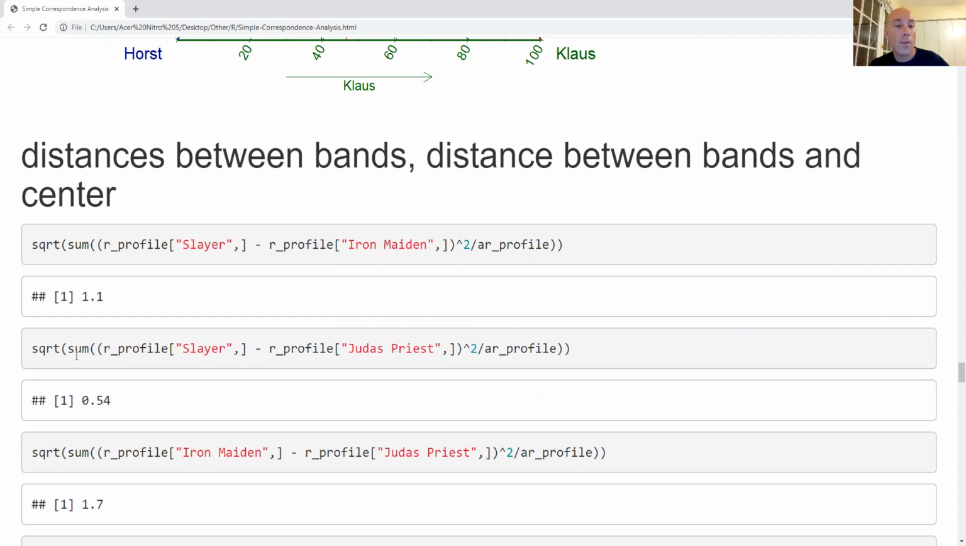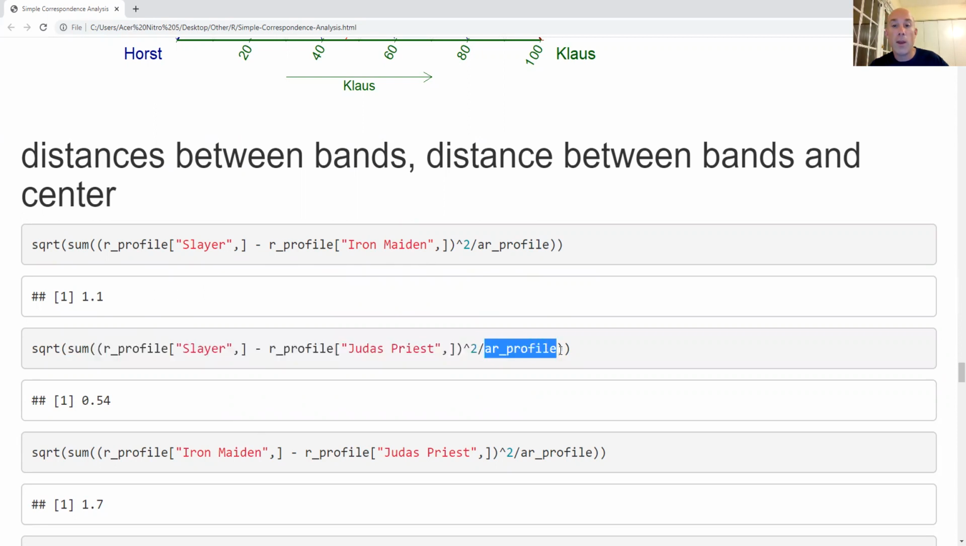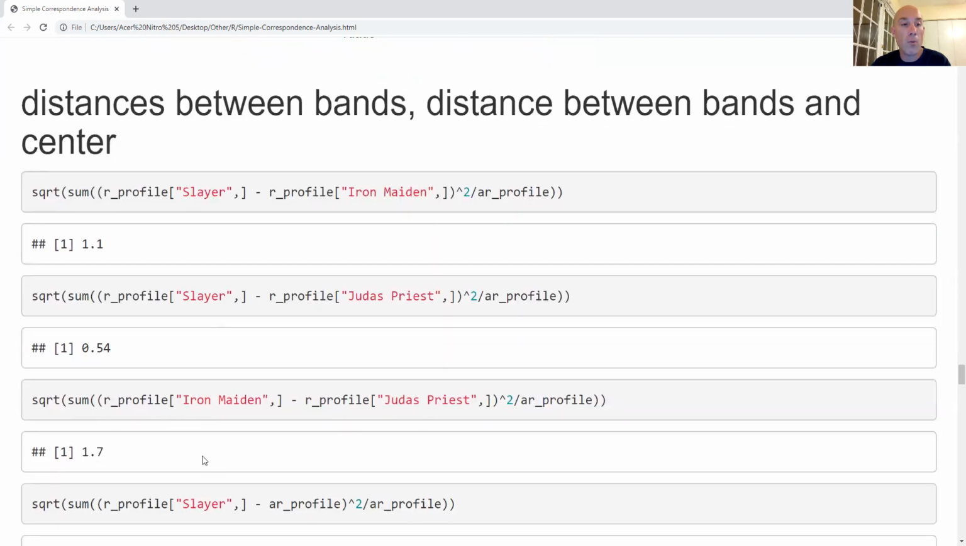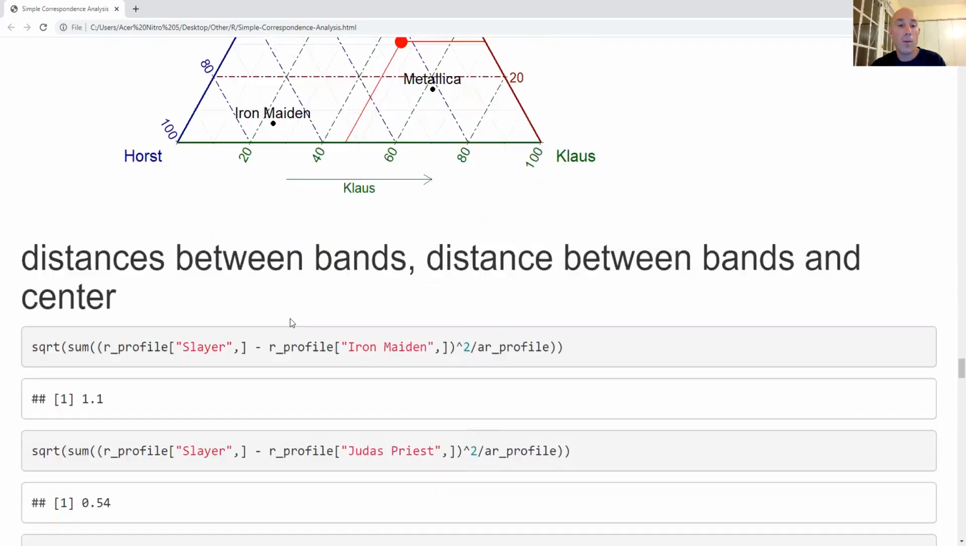All right, now here I'm doing the Euclidean distance between Slayer and Judas Priest, rescaling by the overall average. So to adjust for the expected value, I see that they are closer than Slayer and Iron Maiden. And then when I look at Iron Maiden and Judas Priest, these two are the farthest from each other. Now, if we look back up here, Iron Maiden and Judas Priest are in fact the farthest apart.